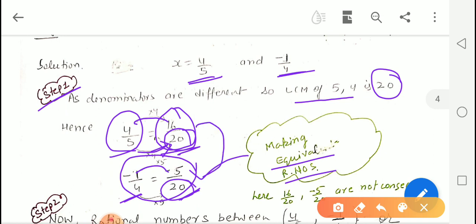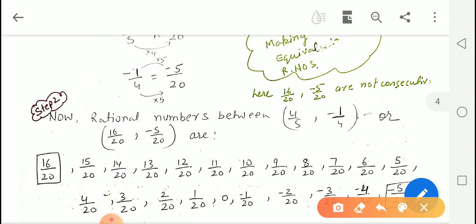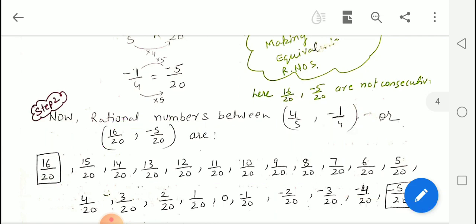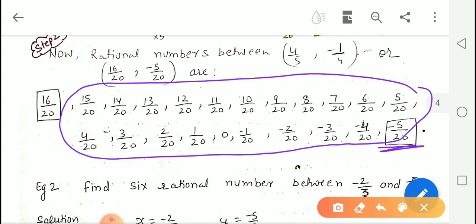Now these two equivalent rational numbers are not consecutive in this case. So we can write the rational numbers between these two equivalent rational numbers. We can write both ways, or we will start writing in descending order, like 16 by 20 in this block, then 15 by 20, 14 by 20, in this way up to negative 5 by 20. So these are the rational numbers lying between these two rational numbers. This is the first way of doing it.